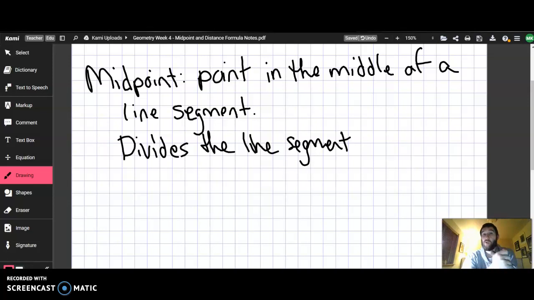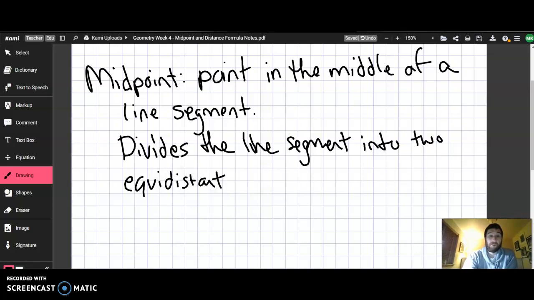Whenever we talk about the same distance or things being the same, we could also use the word congruent. So it divides the line segment into two equidistant or congruent parts.